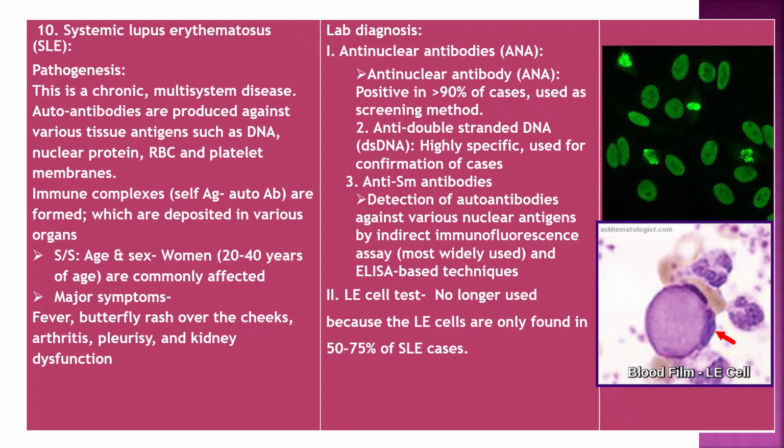Anti-Sm antibodies: detection of autoantibodies against various nuclear antigens by direct or indirect immunofluorescence assay. Most widely used is an ELISA-based technique. The LE cell test is no longer used because LE cells are only found in 50 to 75% of SLE cases.